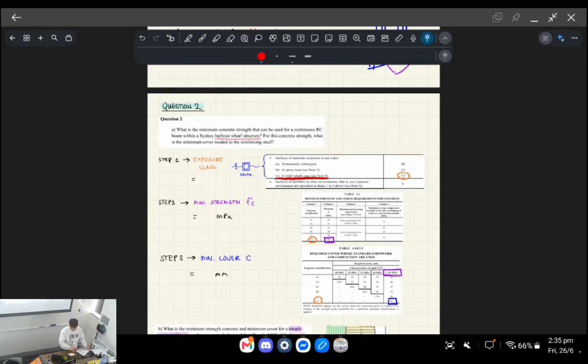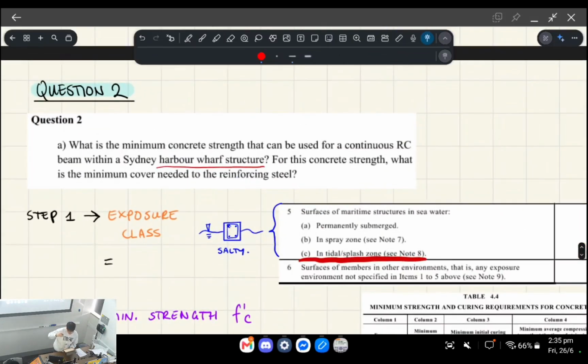All right, let's do a question to do with durability design then. Let's have a read of it. This question has a part A and part B, which have two different scenarios. So let's do part A first. What is the minimum concrete strength that can be used for a continuous reinforced concrete beam within a Sydney Harbour Wharf structure? For this concrete strength, what is the minimum cover needed to the reinforcing steel?